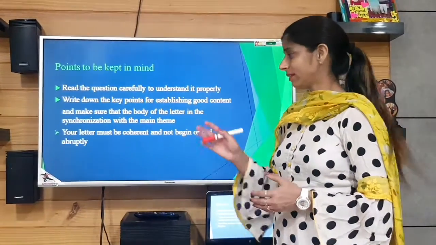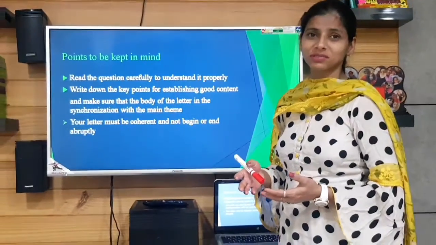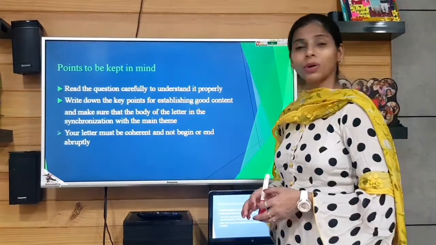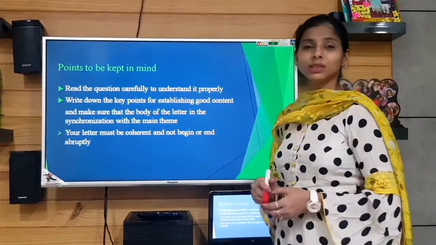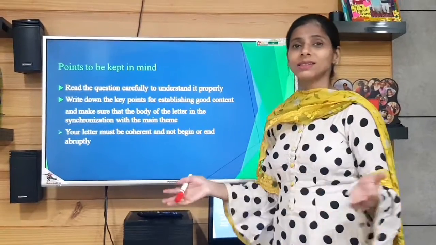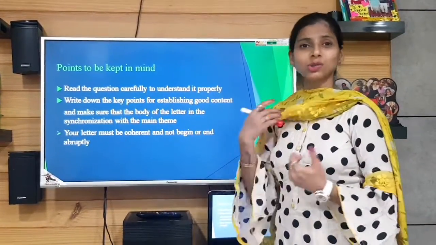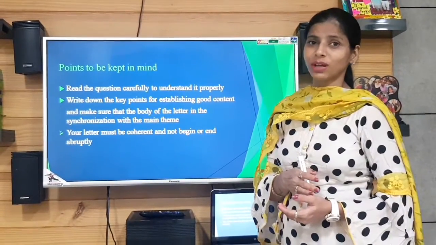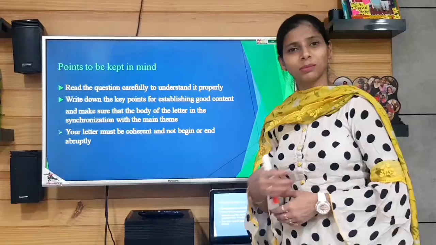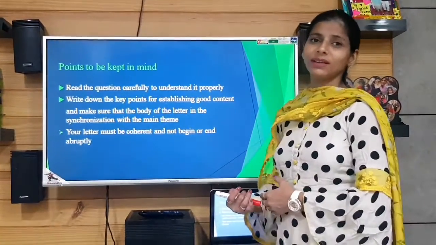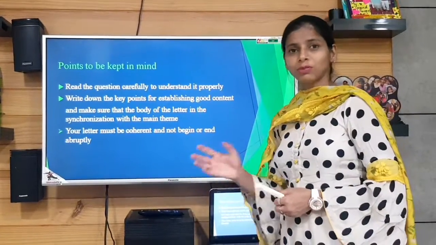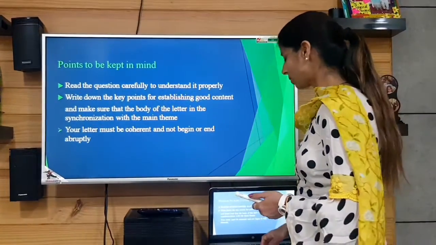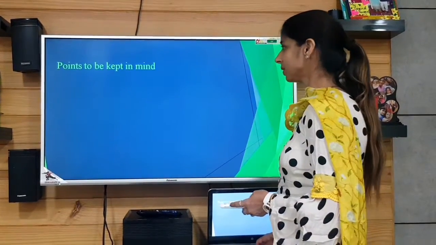And then third, your letter must be coherent and not begin or end abruptly. Basically your letter should be logical enough, as it is a formal one, so you should be very careful about coherence, right? It should not begin as if at the start you spill everything. First of all, you need to start with your introduction. So don't start it abruptly and don't end it abruptly, right? Before ending, you should give some thanks clauses and all that, right? So this was the point there.